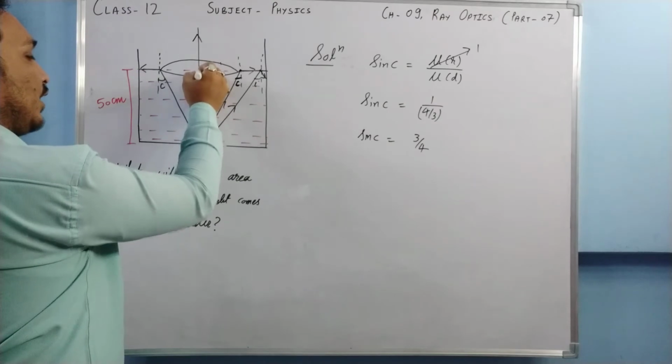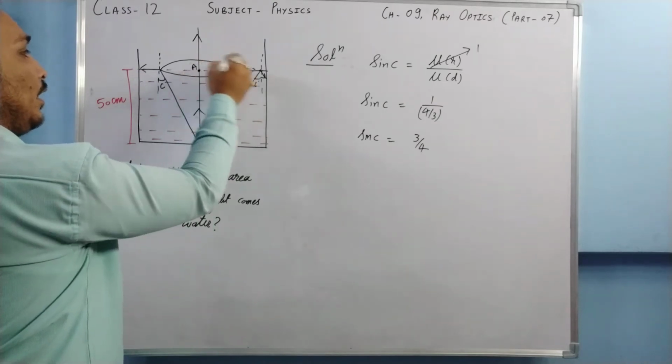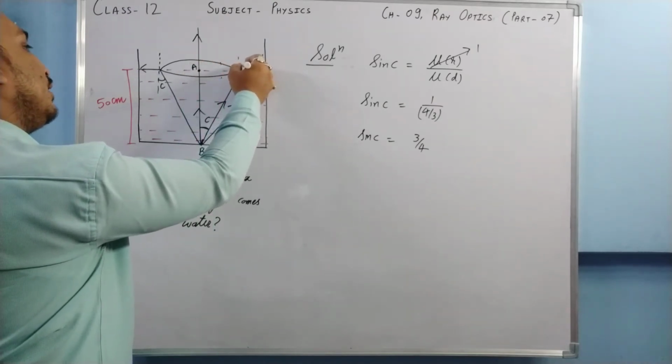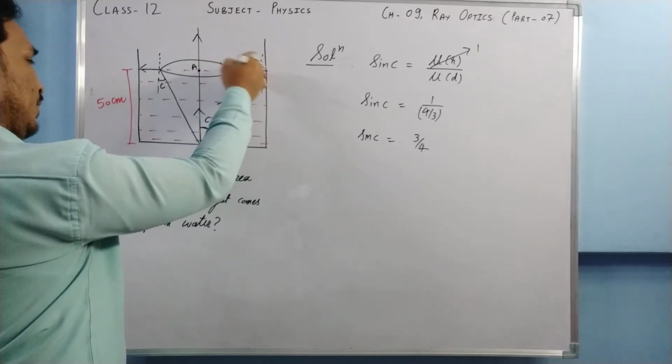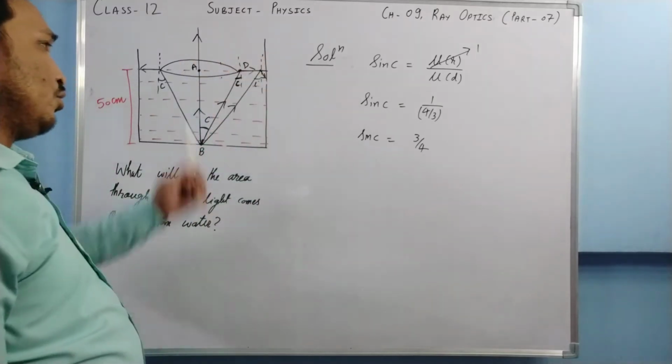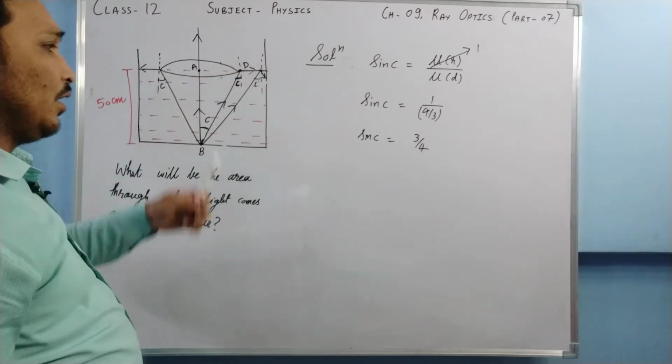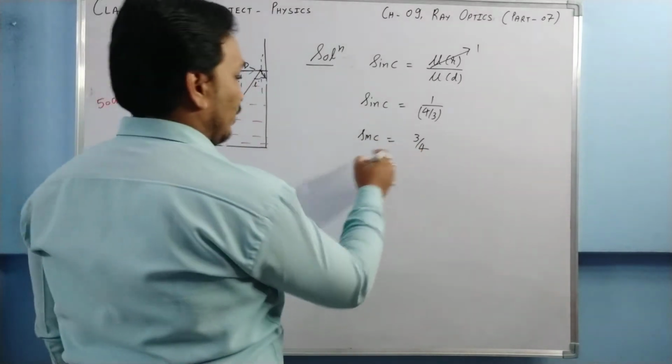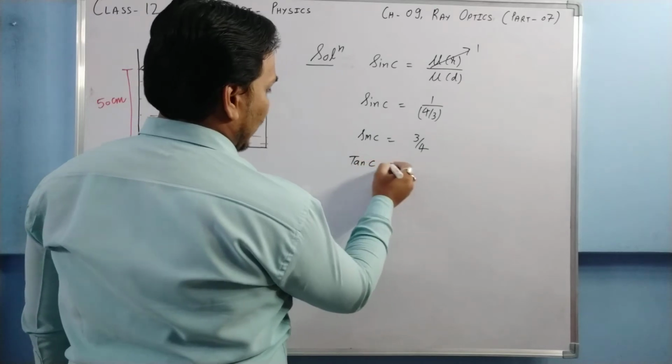If I take this triangle, say B, A, and let this point be, we can name anything, let it be D. So if this triangle BAD is taken, then sine C is equal to 3 by 4. Then what will be the value of tan C?